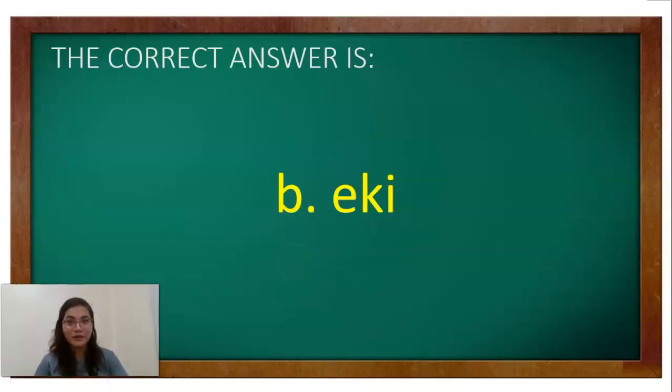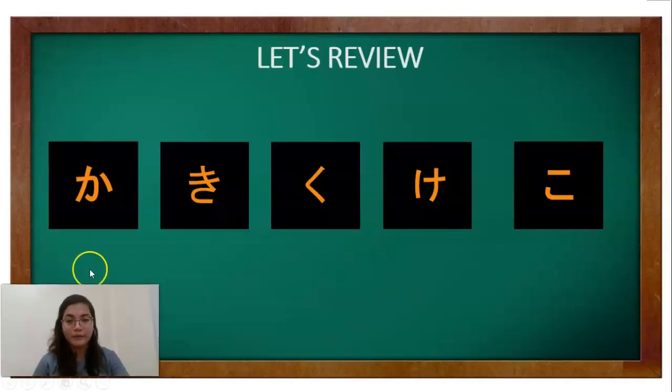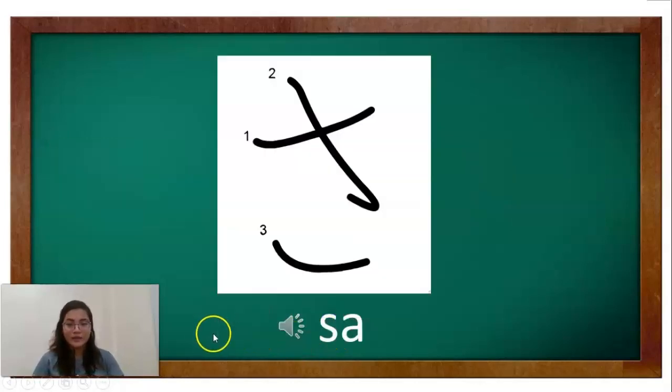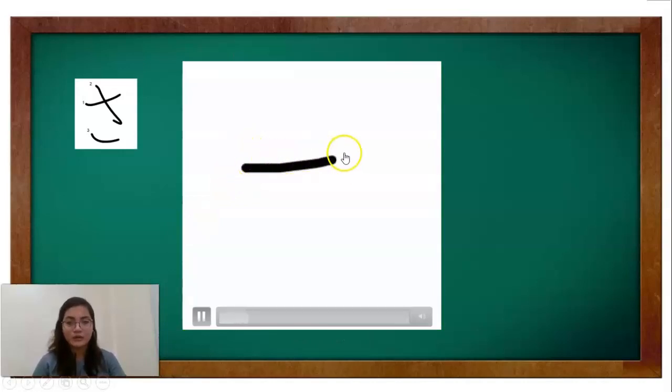Now let's review the K row. This is ka, ki, ku, ke, ko. Ka, ki, ku, ke, ko. Okay, how about you? Okay, good job for that. Okay, next is the S row, which starts with sa. Okay, sa has 3 strokes.